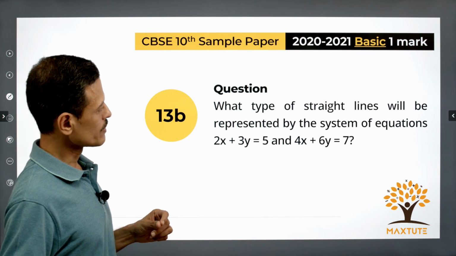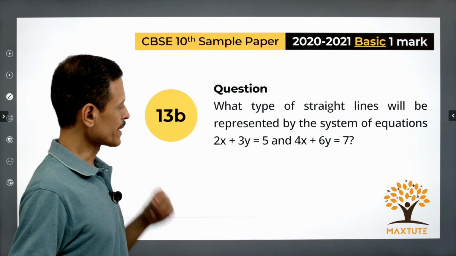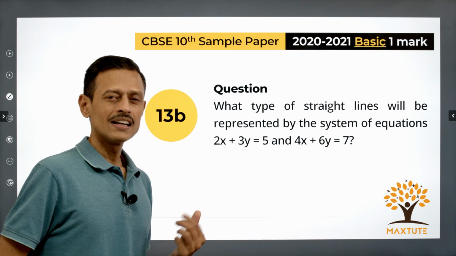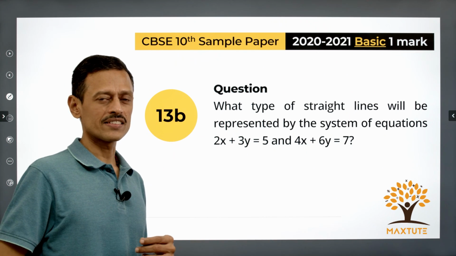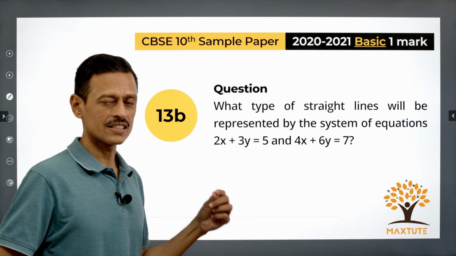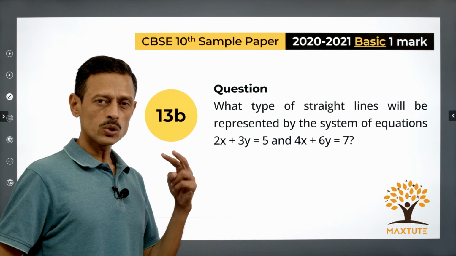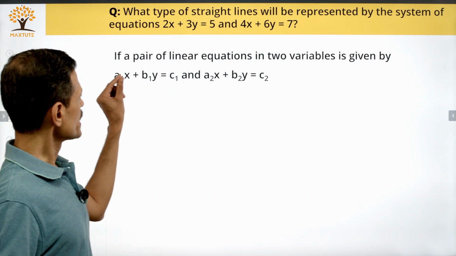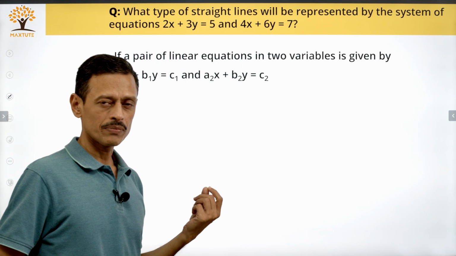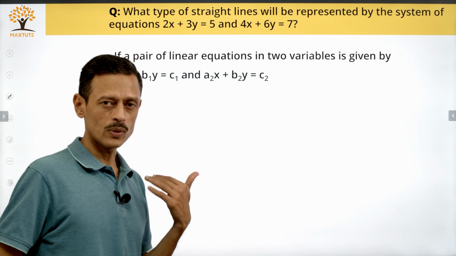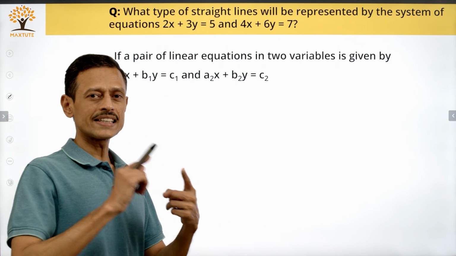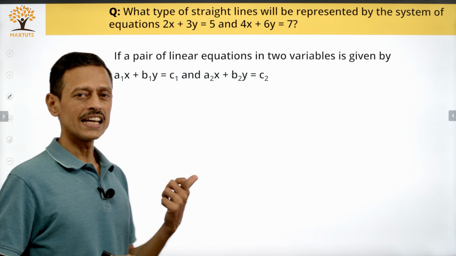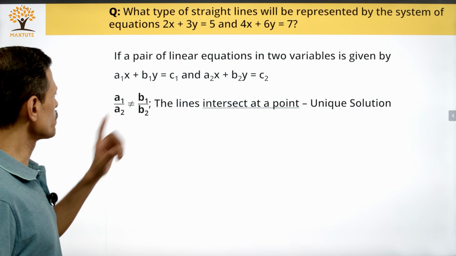What type of straight lines will be represented by the system of equations 2x plus 3y equals 5 and 4x plus 6y equals 7? Okay, let's list down all 3 possible conditions and then figure out which one this set basically belongs to. If a pair of linear equations in 2 variables is represented by this generalized form, a1x plus b1y equals c1 and a2x plus b2y equals c2, they will intersect at one point, or they will have a unique solution when a1 by a2 is not equal to b1 by b2.